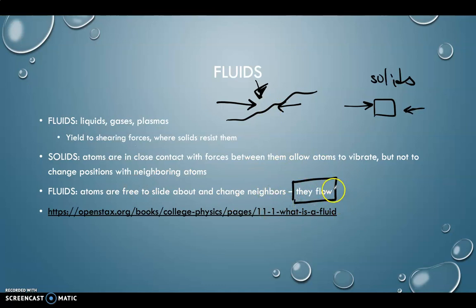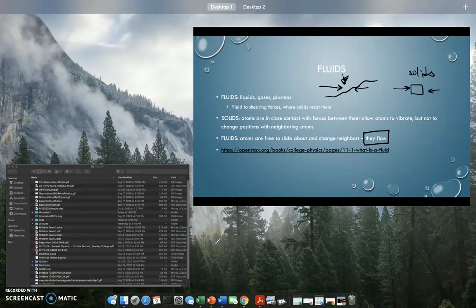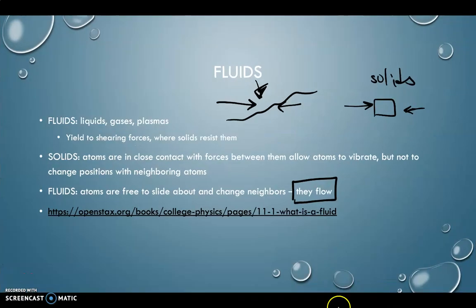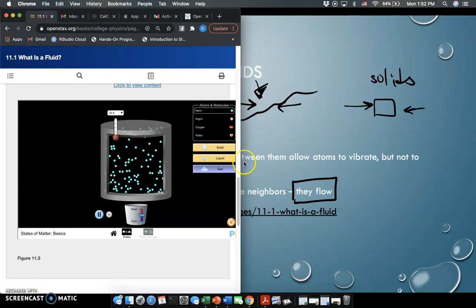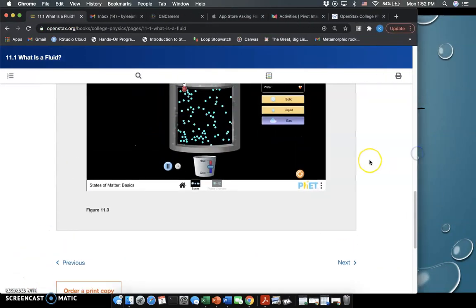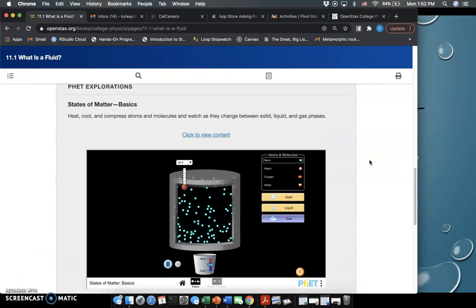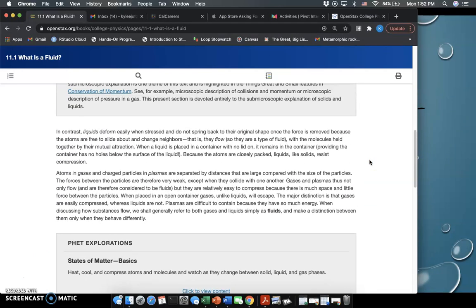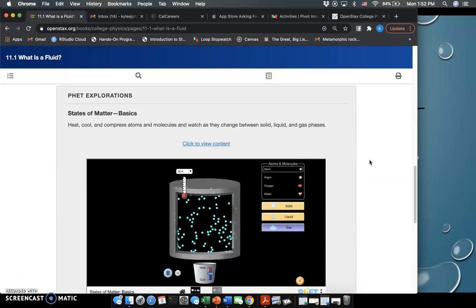Fluids flow. Now, I do have this link here. This is the first section in your textbook. Let me bring it up real quick. This is what we're looking at. I just wanted to show you guys. This is at the bottom of section 11.1, and it's a PhET.